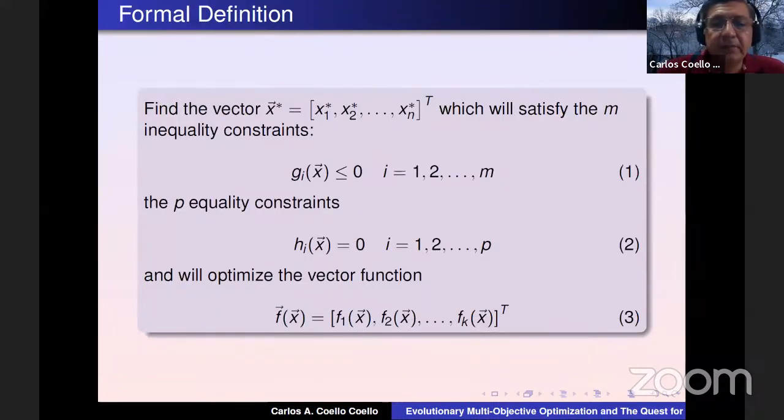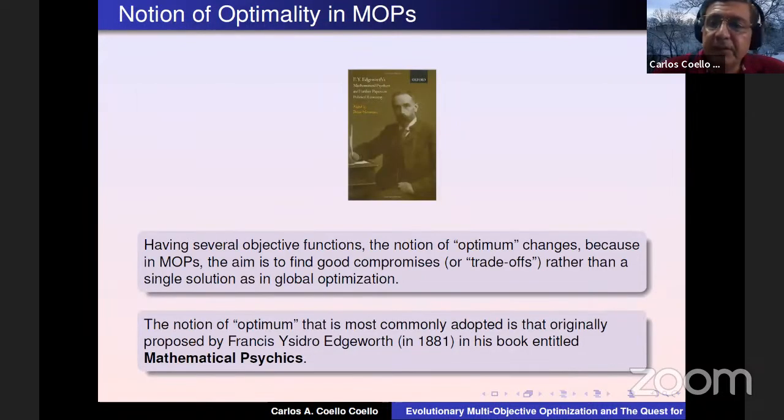So this is the formal definition. Instead of having two objectives, we have K. Instead of having one objective, we have K objectives where K is greater or equal than 2. And we may also have constraints, both inequality or equality constraints. So the first issue in multi-objective optimization is how do we deal with optimality? What will be the notion of optimality? In global optimization, it is very intuitive that the optimum is the best possible solution in the search space. But in this case, since we have conflicting objectives, it's not so obvious what will be the best solution.